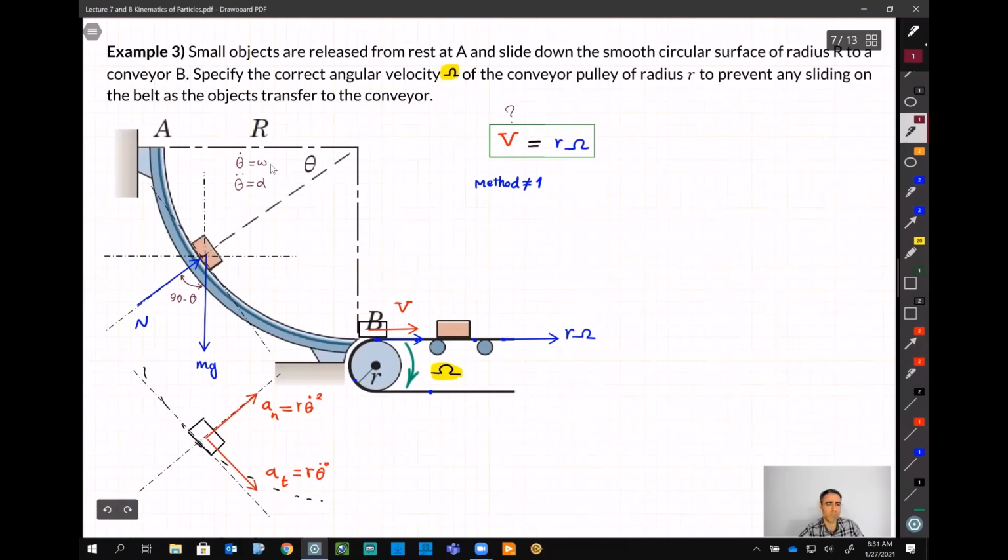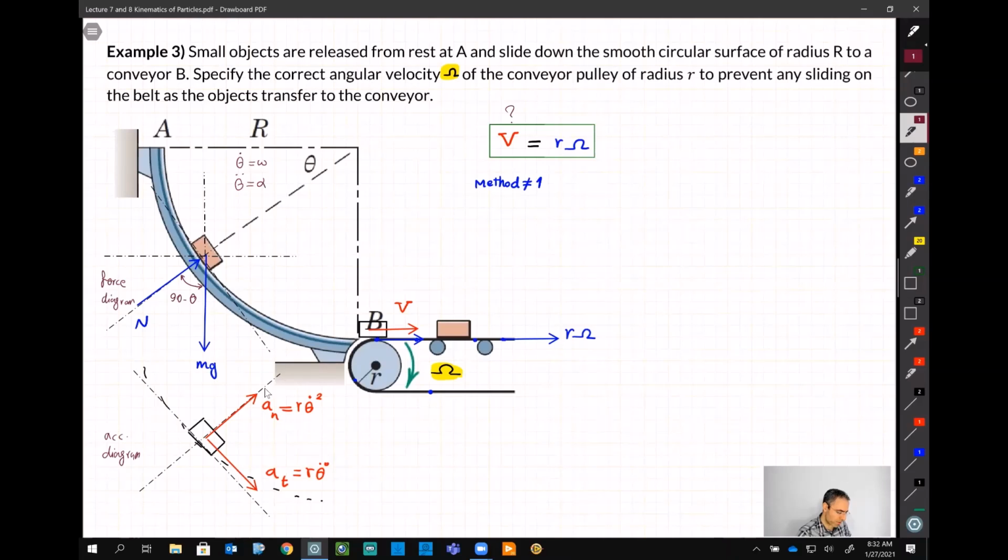And we said in a circular motion, you have two components of acceleration. One is AN, or omega squared R, and one is AT, which is R theta double dot or R alpha. So this is our force diagram, and this is our acceleration diagram. Our job is sort of done now if we get these things right. So if you agree with this, let's move on and solve the rest.